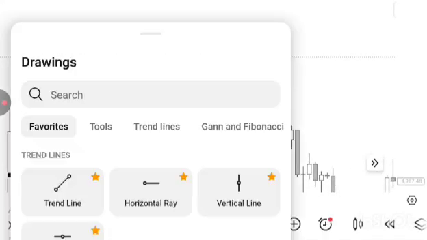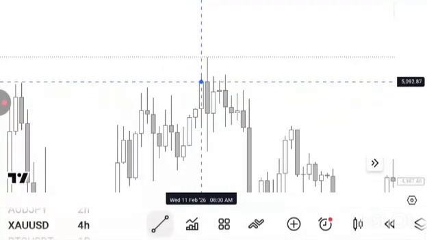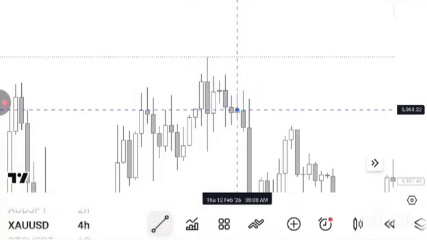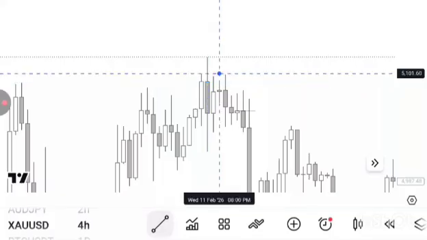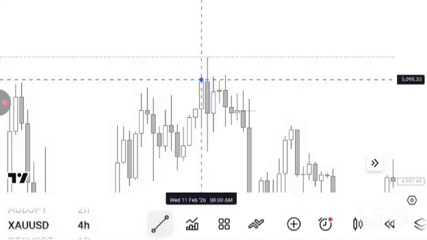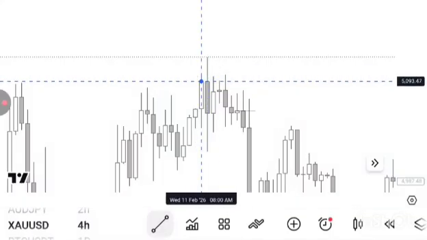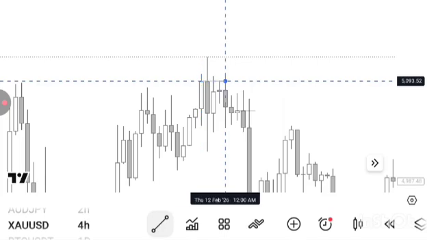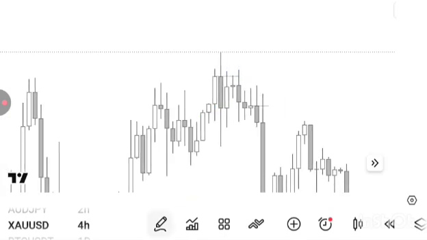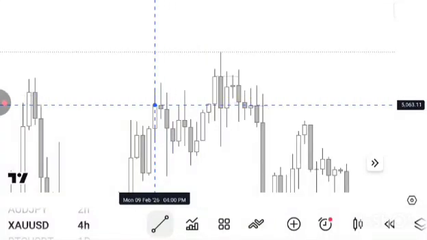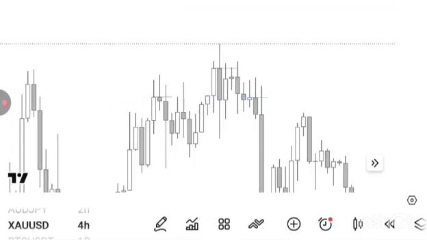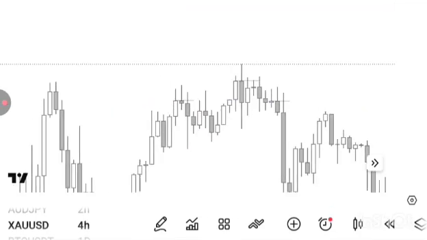So this is an A-shaped key level also. This particular level is an A-shaped key level. This is an A-shaped key level. These things, you could see them multiple times. They are repeatable in the market.